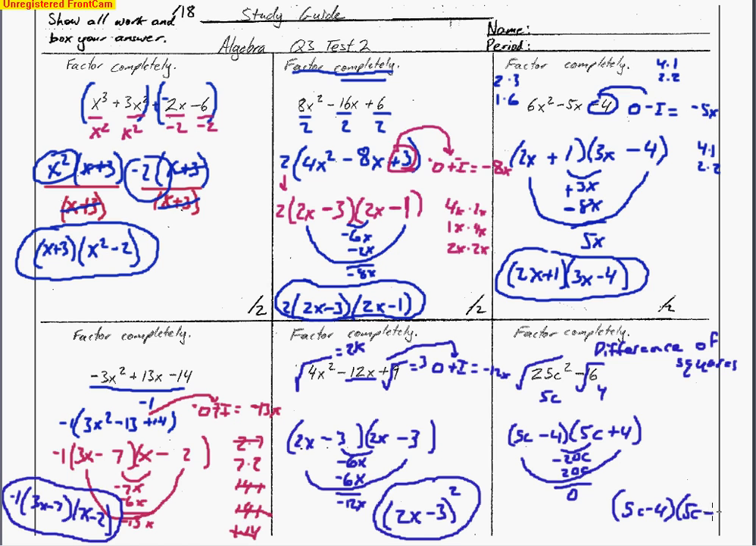So those are the first 6 problems you'll end up seeing on your test. Part 2 will have the last 3.